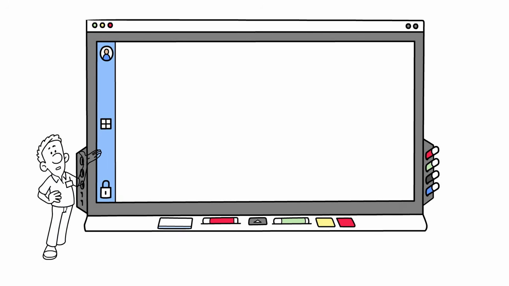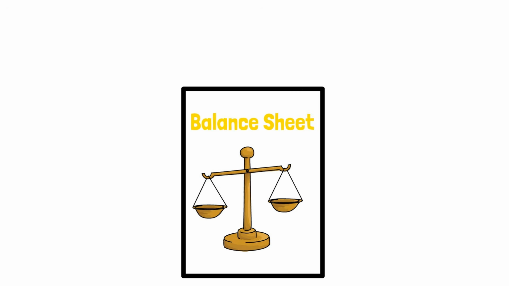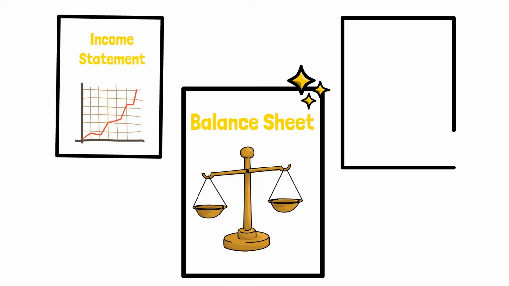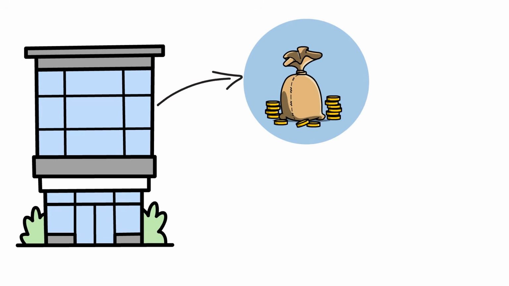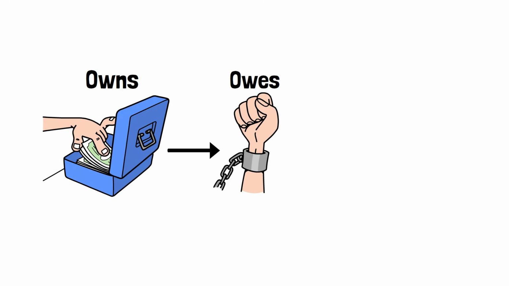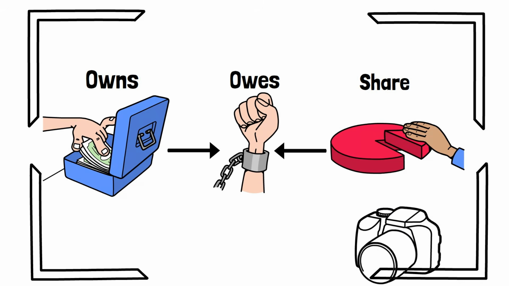Today, we're going to teach you how to read a balance sheet like a pro. A balance sheet is one of the three core financial statements, along with income statement and cash flow statement. It shows a company's financial position at a specific point in time. In simple terms, it tells us what a company owns, what it owes, and what's left for the owners. Think of it as a snapshot of a business's financial health.